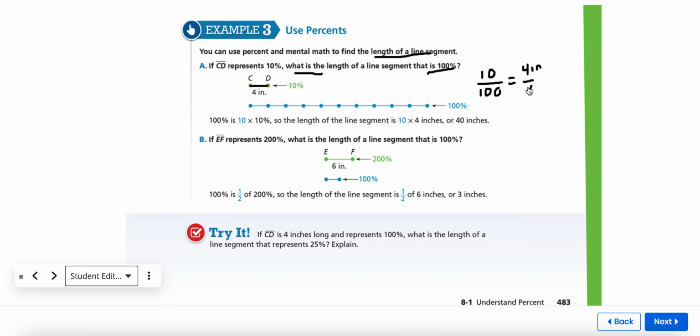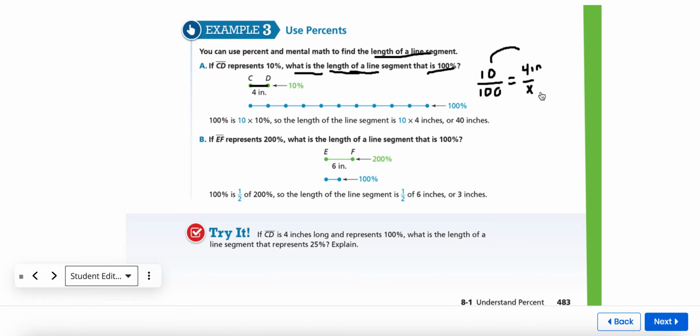I don't know, so I'm going to put x. The reason my x is at the bottom is because that's what I'm trying to find out. I want to find out how many inches. So what is the length of a line segment that is 100%? That goes at the bottom. That's the inches. Here's the percent. How do you go from 10 to 4? That's a division problem. Or you can do it backwards: how do you go from 4 to 10?